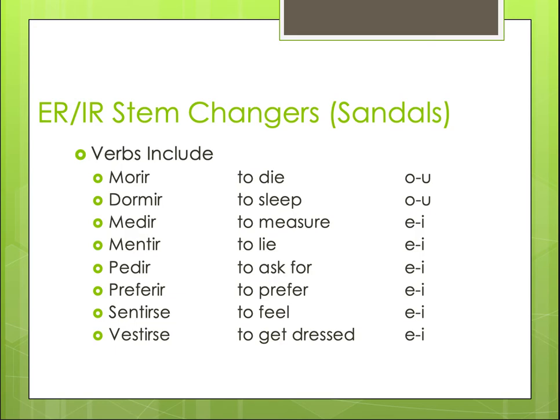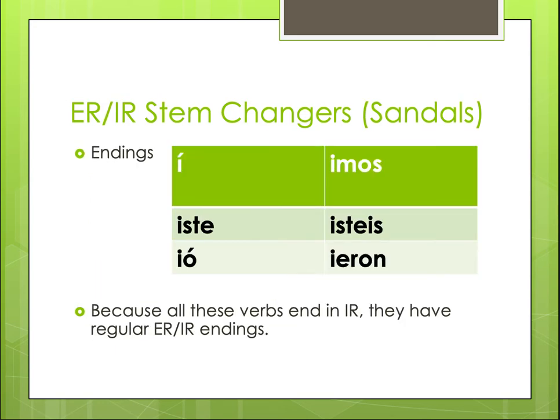They include morir and dormir, which are both O to U stem changers. And then medir, mentir, pedir, servir, preferir, sentirse, vestirse. Sentir is also on that list. Repetir. Those all have an E to I change in those bottom two forms. Since they are stem changers, the endings are normal. So í with an accent, iste, ió with an accent on the O, imos, isteis, and ieron.